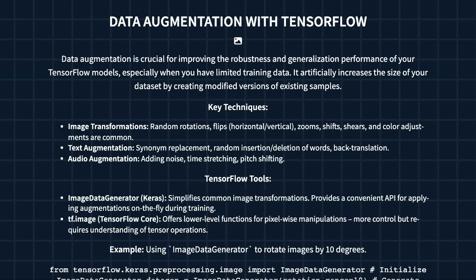Okay, let's talk about data augmentation in TensorFlow. It's a really important technique when you're working with smaller datasets. Basically, it's like creating slightly different versions of your existing images or data to artificially expand your training set. There are tons of ways to do this. Simple things like rotating and flipping images are common, but we can also get more complex with text augmentation, swapping out words or changing the order of sentences, for example. Audio data can be augmented too, by adding noise or shifting the pitch.